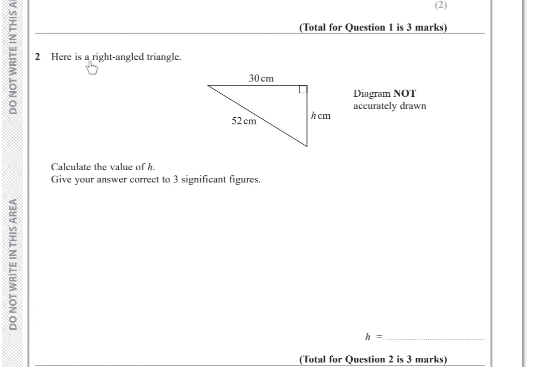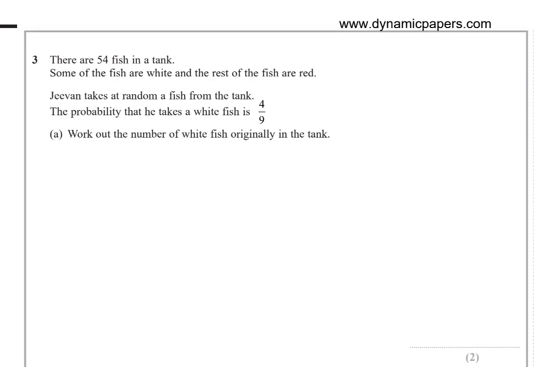Number 2. Here is a right angle triangle. Calculate the value of h, correct to 3 significant figures, using Pythagoras theorem. So h equals the square root of 52 squared minus 30 squared, equals 42.5 to 3 significant figures.